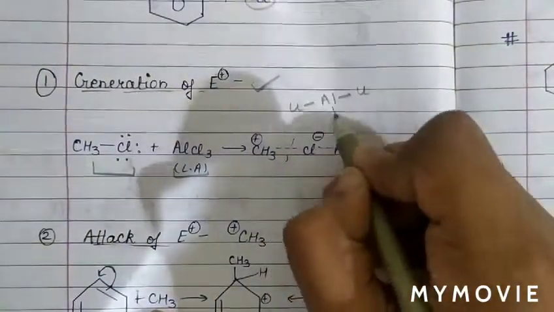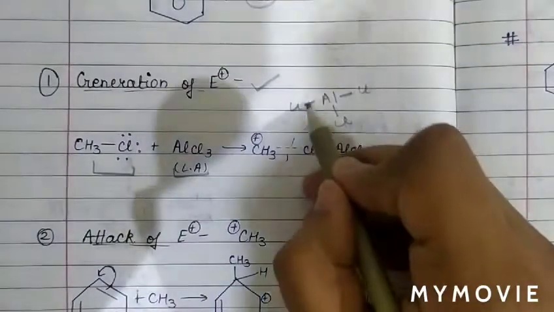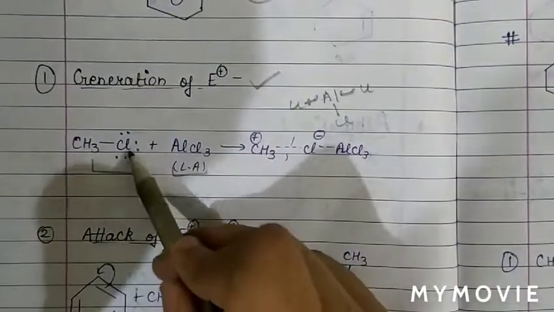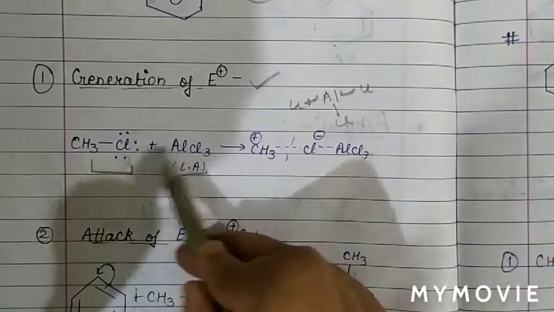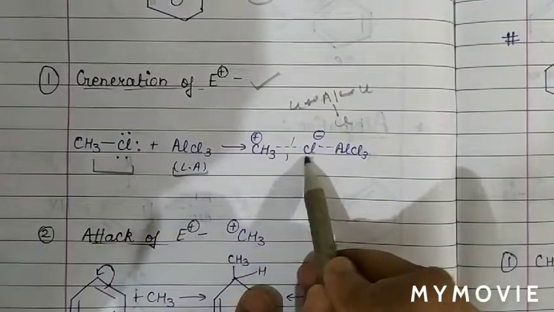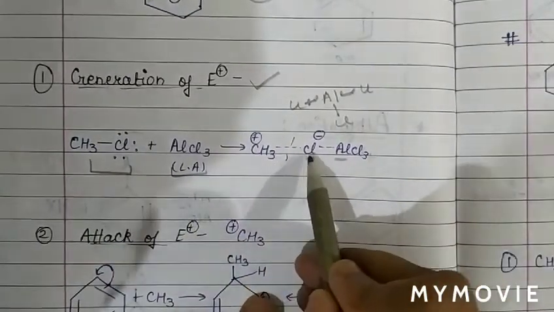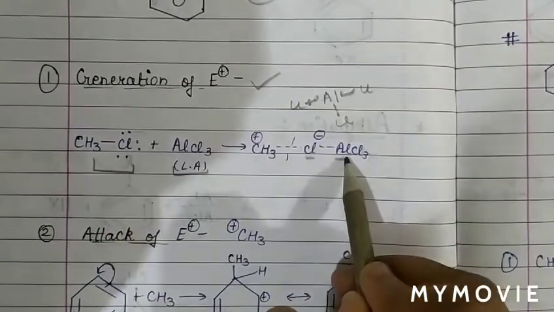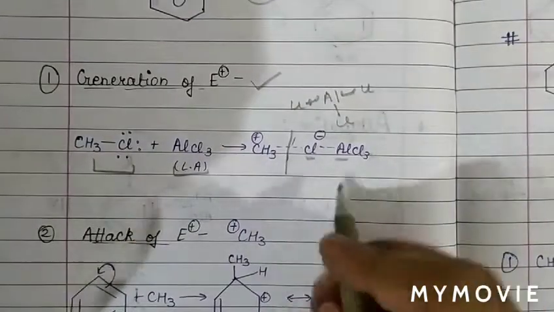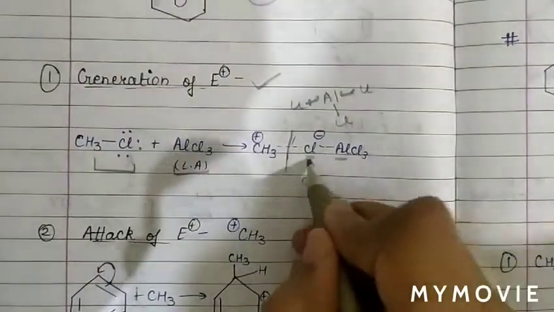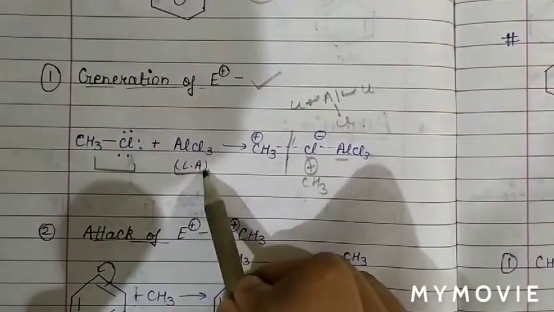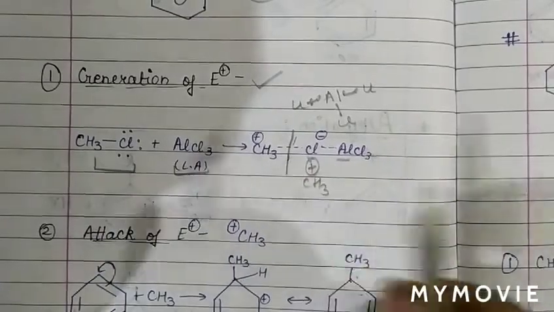in AlCl3 there is deficiency of electron, only 6 electrons are there. So this Cl will form a bond with aluminium to remove the electron deficiency of aluminium. So basically there is formation of a bond between this Cl minus and AlCl3, because Cl minus is electron rich and AlCl3 is electron deficient. Now the bond breaks between these two and it forms CH3 positive ion. So basically there is generation of electrophile. Hence AlCl3, which is a Lewis acid, helps in the generation of electrophile.